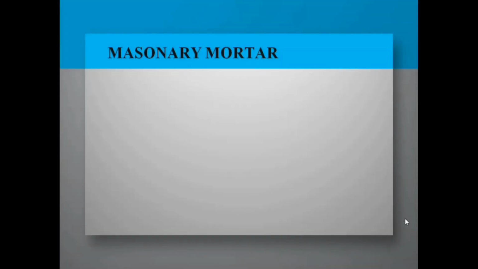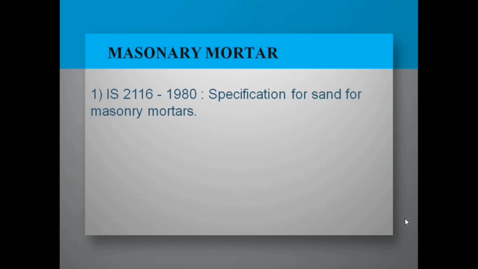Next one, masonry mortars. IS codes for masonry mortars. First code, IS 2116 1980, specification for sand for masonry mortars. This standard covers the requirements of naturally occurring sands, crushed stone sands, and crushed gravel sands used in mortar for construction of masonry. We all know about sand. Sand is a fine aggregate which is either natural sand, crushed stone sand or crushed gravel sand.